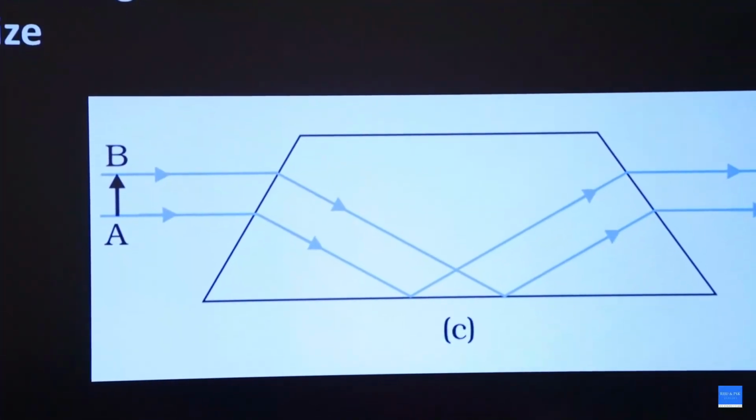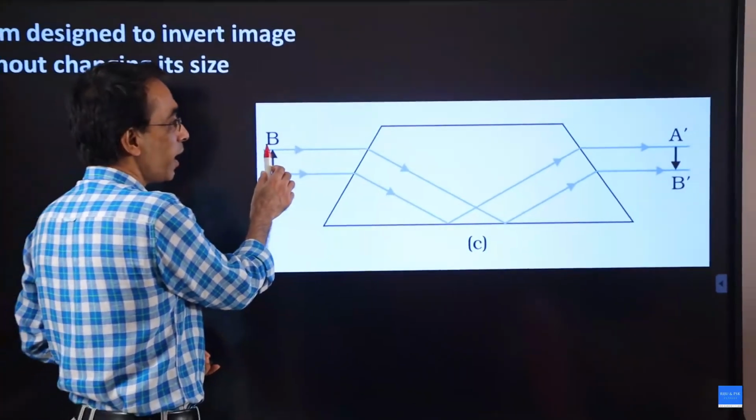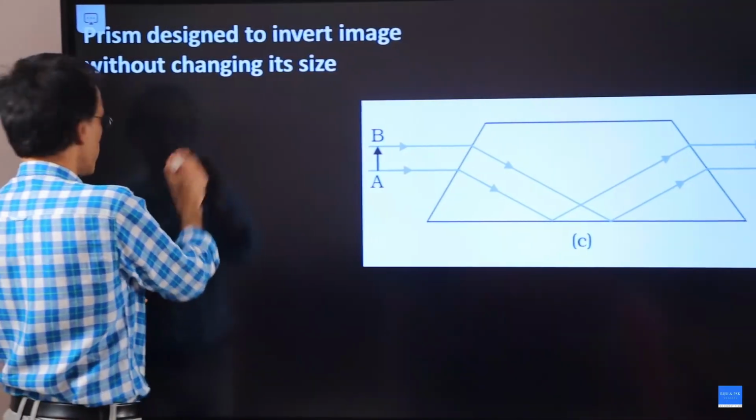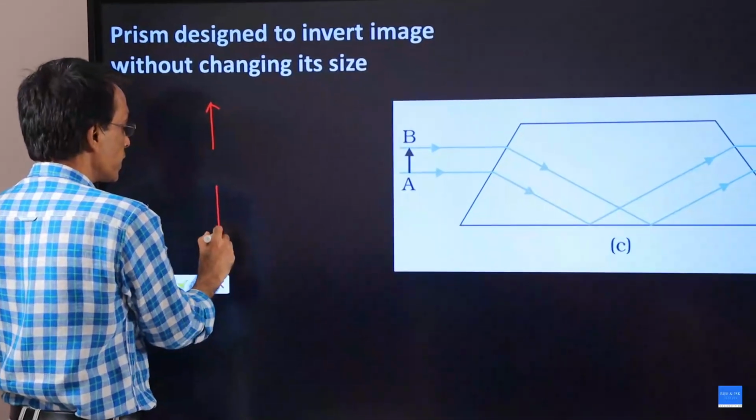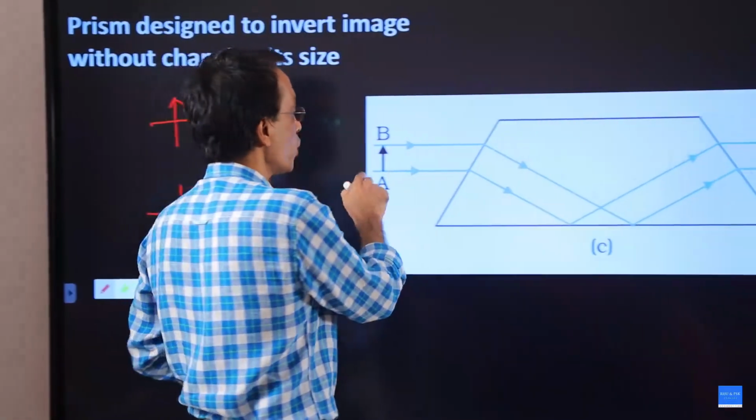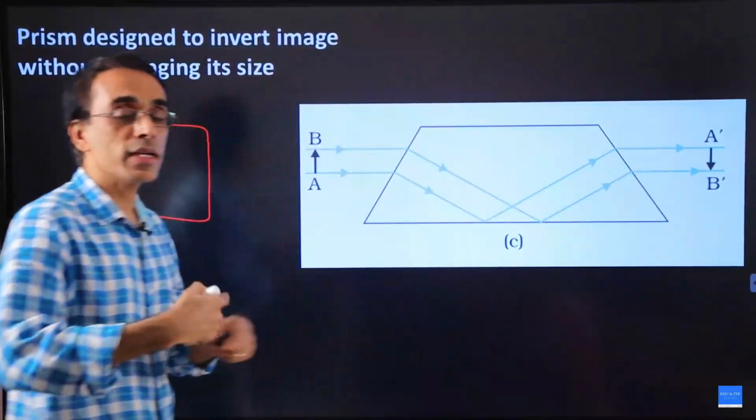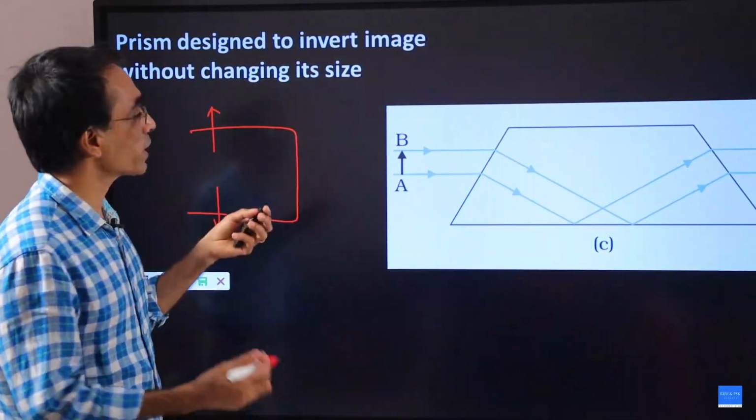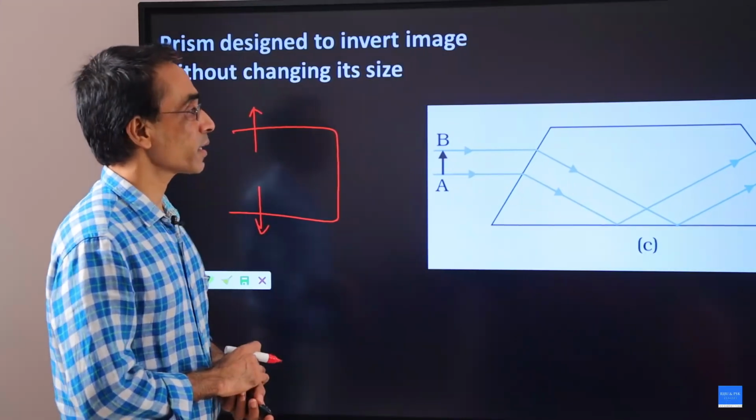Next one, similar phenomena. You have an object AB, and you need to get an inverted image here. In the previous case, we got an inverted image. I hope you remember that one. In the previous case, I kept an object like this one, I got an image here, but that is by bending it by 180 degree. But here, there is no change. The light is going from left to right. Here also it is going from left to right. There is no deviation, but there is an inversion. A prism designed to invert image without changing its size, without any deviation. This is again based on total internal reflection.